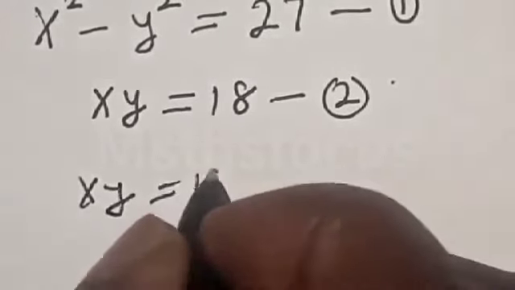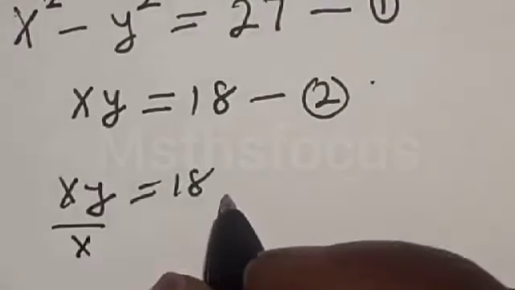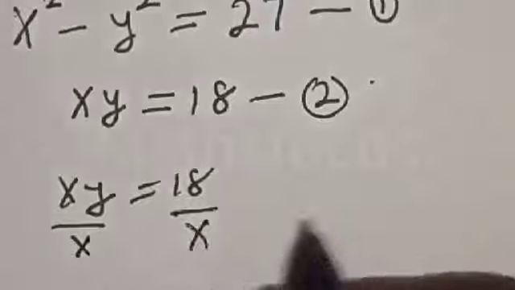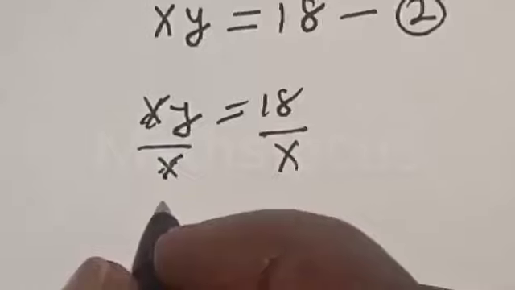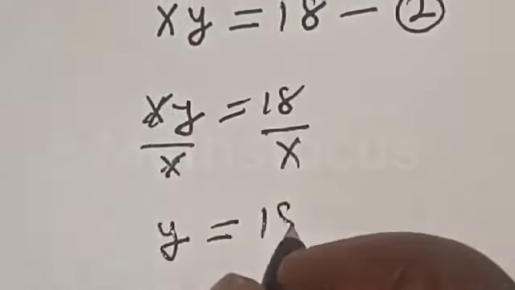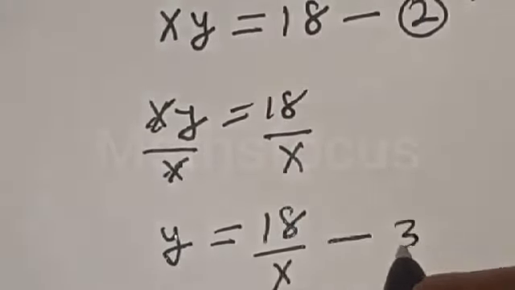xy is equal to 18. Now let's divide both sides by x. Divide this by x, divide this by x. This x will cancel this. y is equal to 18 divided by x. Let's call this equation 3.